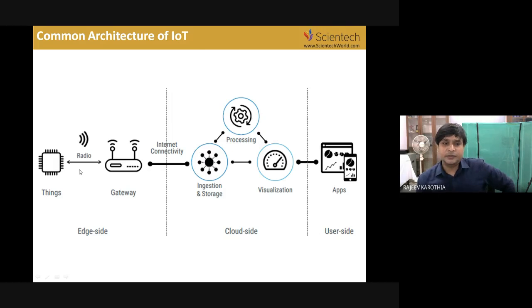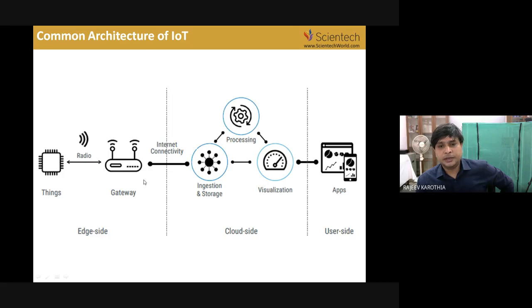At the edge side, we have things which we have already discussed, like any device, your pen, your tube light, any device which can be called a thing, and it should have some capability of local radio communication, in terms of Zigbee, Wi-Fi, Bluetooth, LoRa, and there should be some gateway. So in the edge side, we have these three parameters: things, radio communication, and the gateway. The gateway has both connectivities. It should have connectivity with the thing by using any radio communication, local or PAN network.